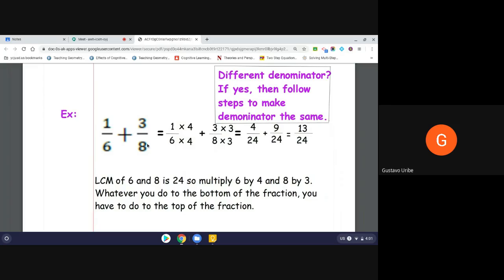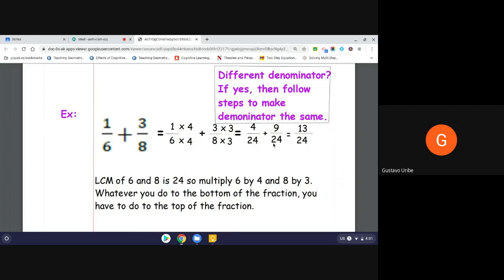Plus, now I'm going to try to get 8 to get to 24. 8 times 3 will give me 24. Whatever I do to the denominator, I do to the numerator. Whatever I do to the bottom, I do to the top. Because I multiplied the bottom by 3, I'm going to do it to the top as well. So for now, 3 times 3 gives me 9.